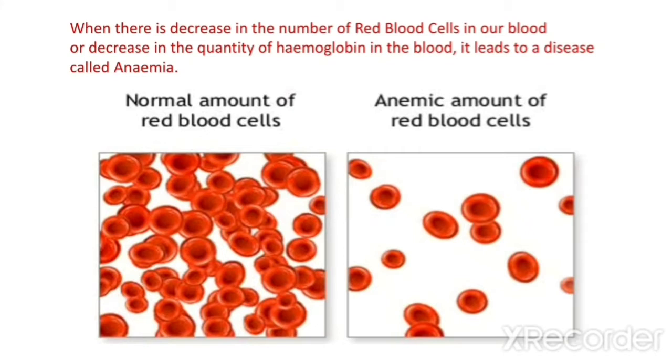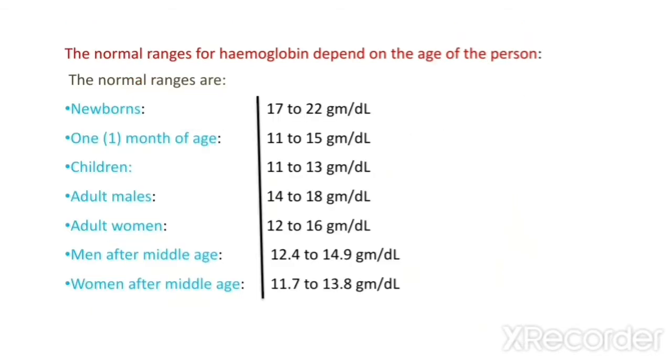One side of the picture is shown with a normal amount of red blood cells and the other one shows a low amount of red blood cells in the blood. The normal ranges for hemoglobin depend on the age of the person. For newborn babies, it is 17 to 22 gram per deciliter. For 1 month babies, it is 11 to 15 gram per deciliter. For children, 11 to 13 gram per deciliter.